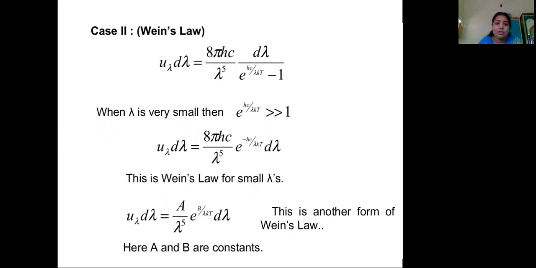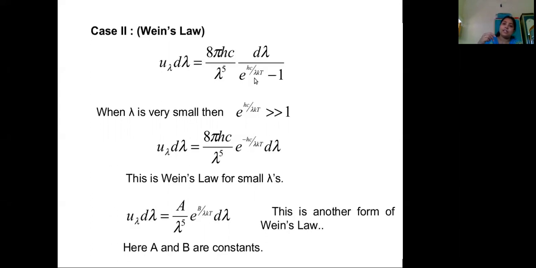Now look at the expression again. If lambda is very small, then hc by lambda kT will be very large, and e to the power hc by lambda kT will be much greater than 1. So we can easily neglect this minus 1 with respect to e to the power hc by lambda kT. So u lambda d lambda reduces to 8 pi hc by lambda to the power 5 into 1 by e to the power hc by lambda kT.